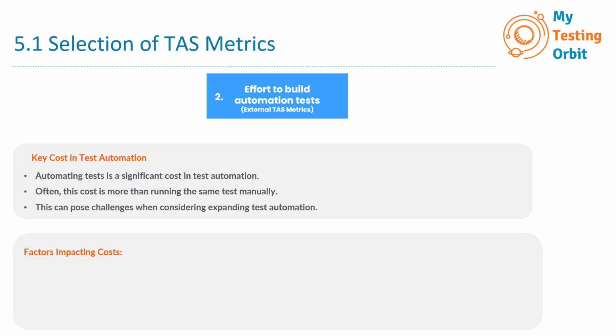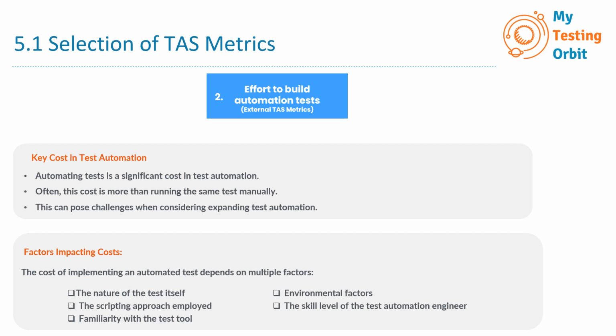Then we have factors impacting costs. The cost of implementing an automated test depends on multiple factors. Let's go through them one by one. The first one is the nature of the test itself. So the complexity and scope of the test can influence the cost. Simple tests are like quick snacks, while complex ones are more like elaborate meals.